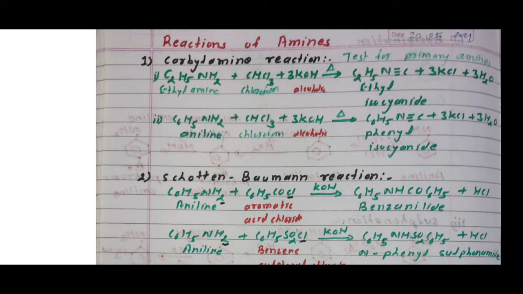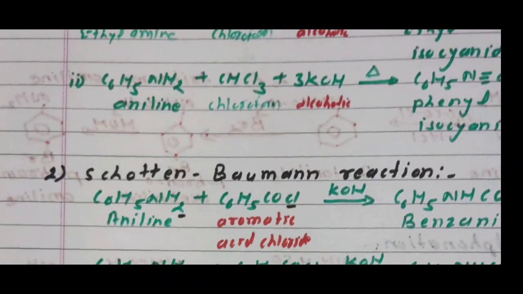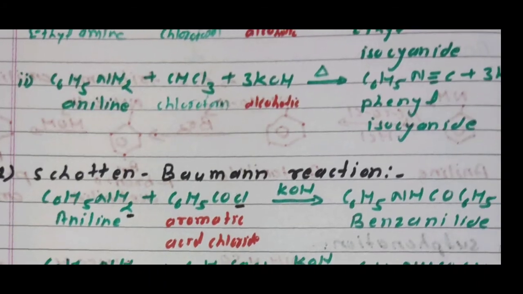aqueous alkali. Therefore, I am taking here the example of aniline reacting with an aromatic acid chloride, that is C6H5COCl. In the presence of KOH, there is formation of C6H5NHCOC6H5. The name of this compound is benzanilide. Here one of the H from the NH2 group and Cl are released in the form of HCl. This is the first reaction of the Schotten-Baumann reaction.